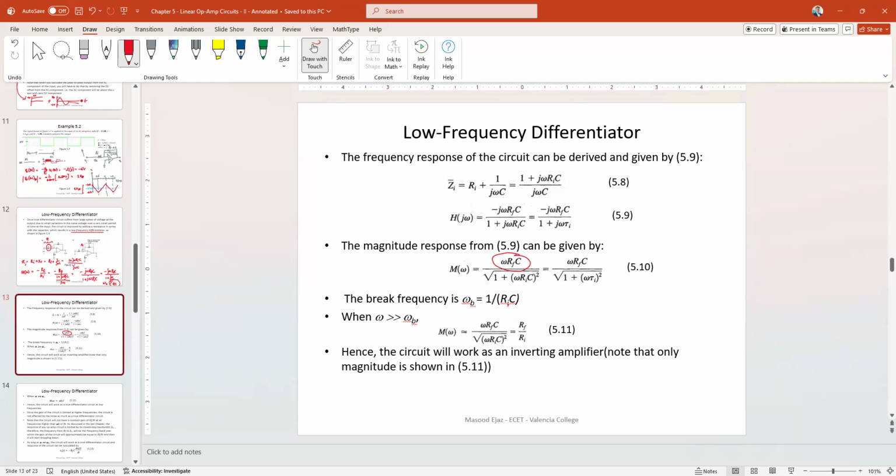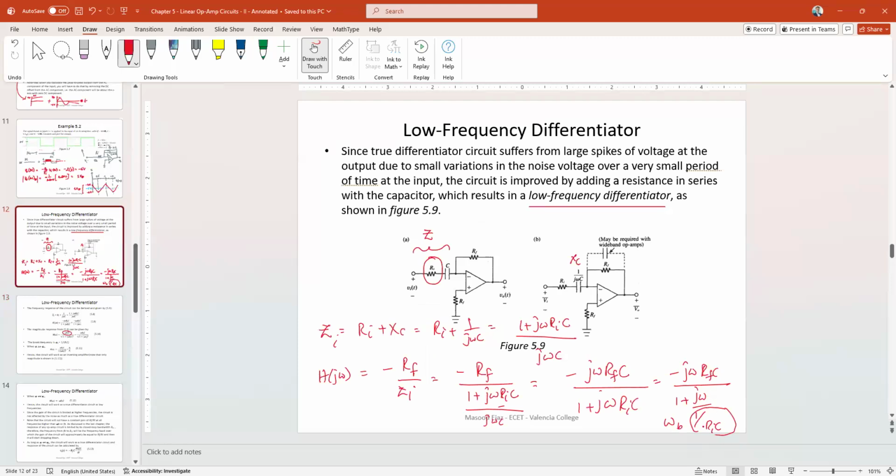Okay, so break frequency. If omega is much larger than the break frequency, then what is going to happen? We can ignore this one. Once again, if omega is much larger than the break frequency, we can ignore this one or this one, whatever you see. That means j omega will be cancelled out by j omega. C will be cancelled out. And you're going to be left with negative RF over R input, which is your inverting amplifier. Which means that for all the frequencies larger than the break frequency, the circuit is going to be working as an inverting amplifier.